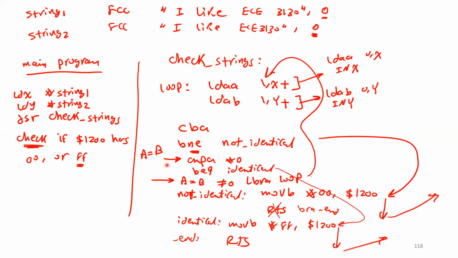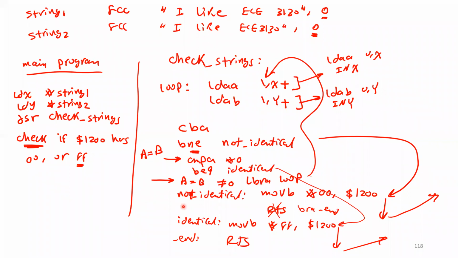Otherwise, if they are equal, there are two cases, right? One case, if it is equal to 0, yes, they are equal and 0. That means I finished. Everything was equal until I reached 0, right? Otherwise, if you find only two elements that are not equal, I would leave, right? So to come to here, that means everything was equal, and now I'm done. I reached 0. So now they are equal and they are 0. So now I'm going to go to identical to put FF to tell the main function that they are identical. Otherwise, if they are equal and they are not 0, I didn't reach the end yet. So I have to keep looping. So I have to come back here.